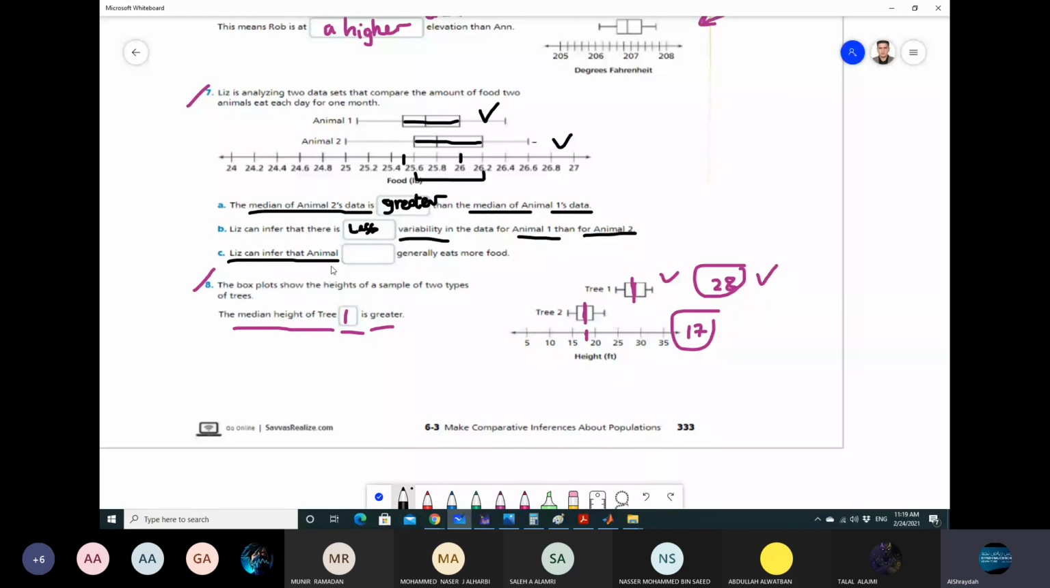So we can infer that animal 2 generally eats more. Is it hard? No. Very easy. Okay. Thank you. You are welcome.